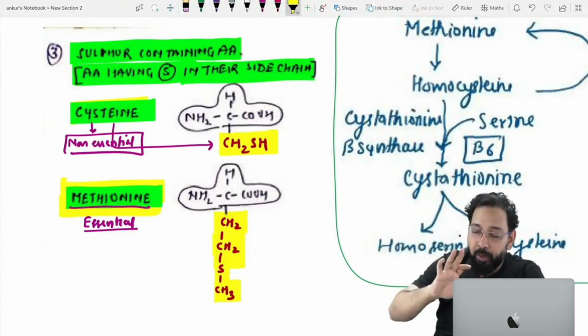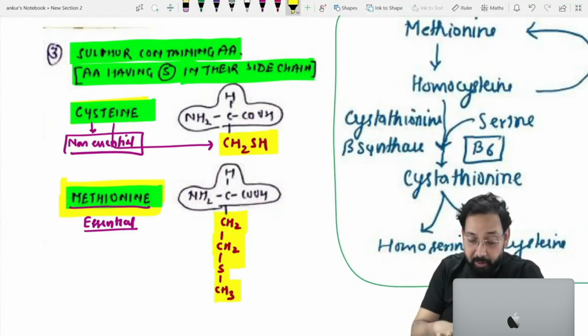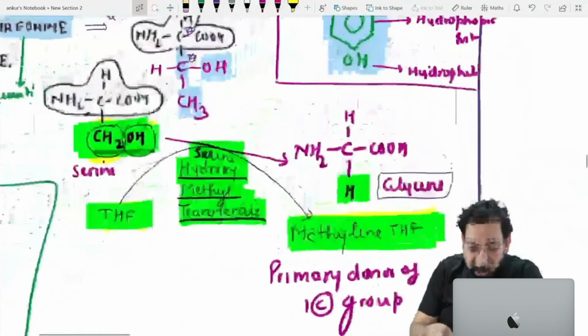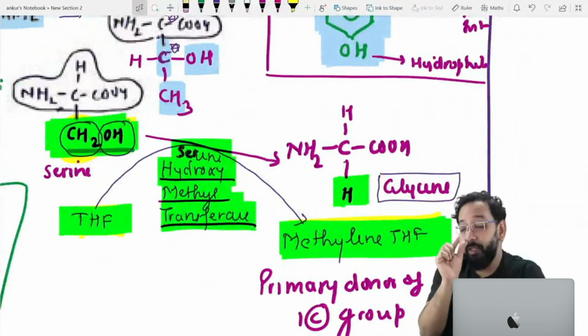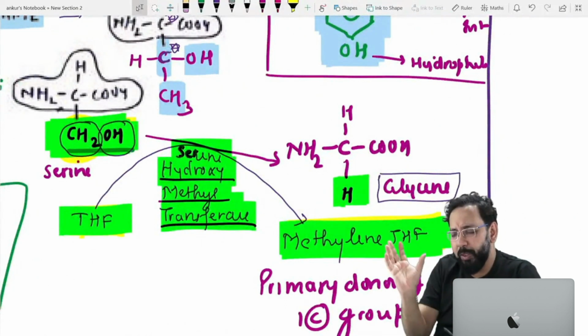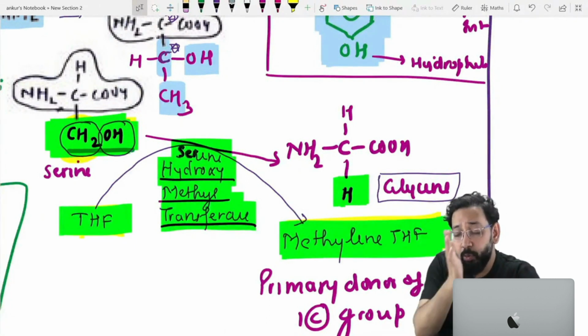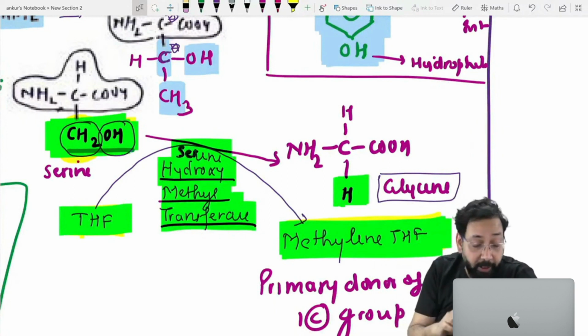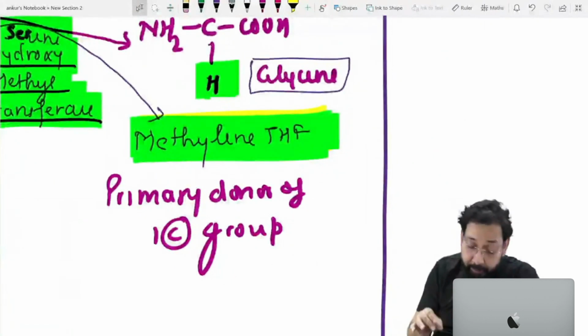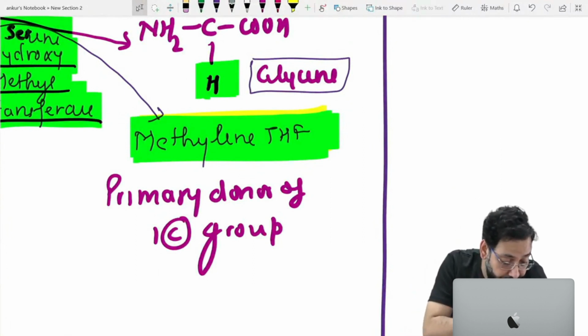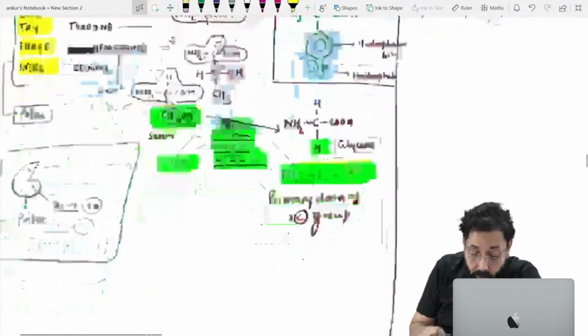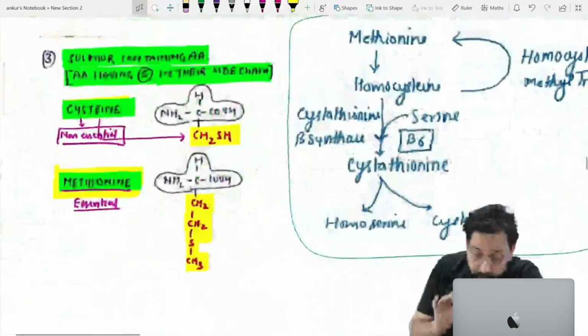All these are non-essential, and I told you the only difference between glycine and serine was the methyl group and OH group. If I remove the methyl group and OH group, it becomes glycine. So serine can be converted to glycine by hydroxymethyl transferase, and this reaction produces methylene tetrahydrofolate, the primary donor of one carbon atom. Okay, clear? Now, this is methionine.